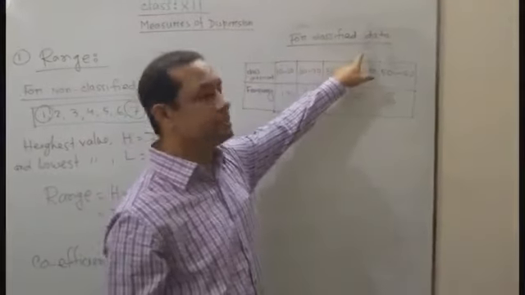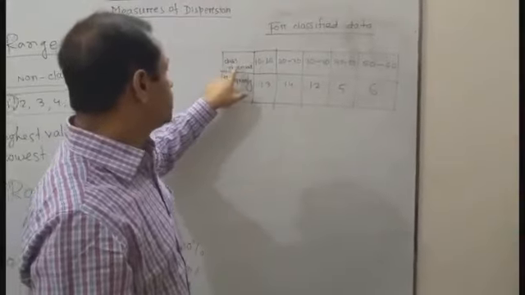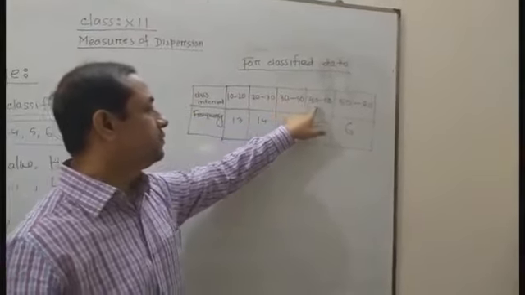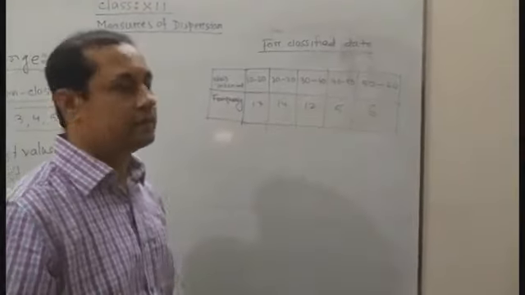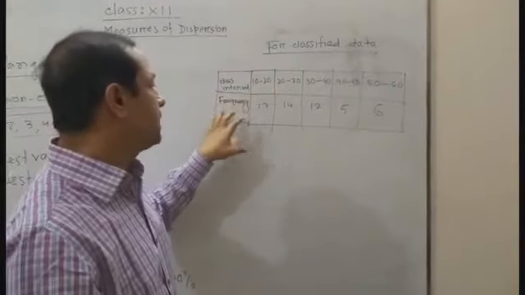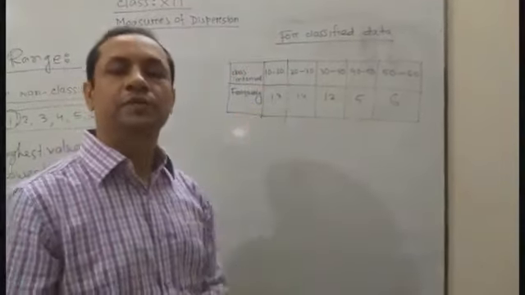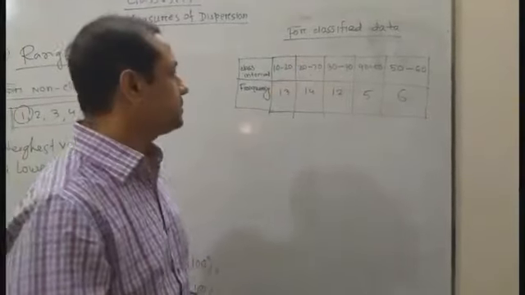For classified data, here the class intervals are 10-20, 20-30, 30-40, 40-50, 50-60, and the frequencies are given. Class interval given and frequency given. Now find the range and coefficient of range for classified data.